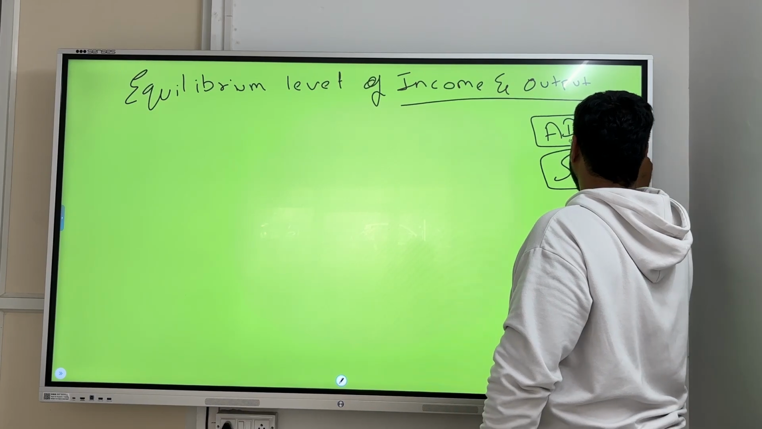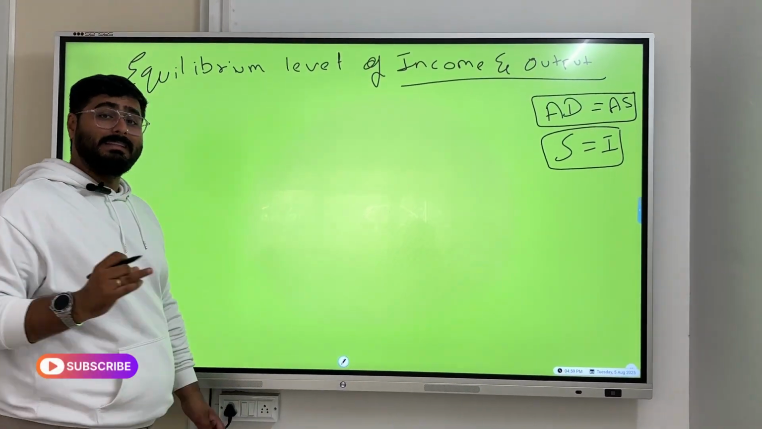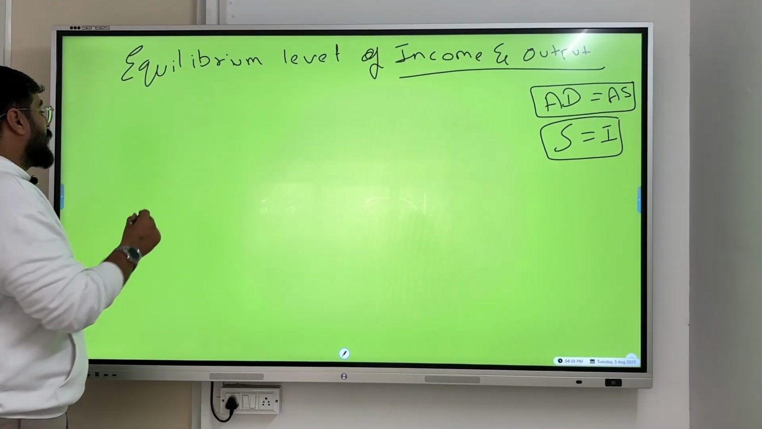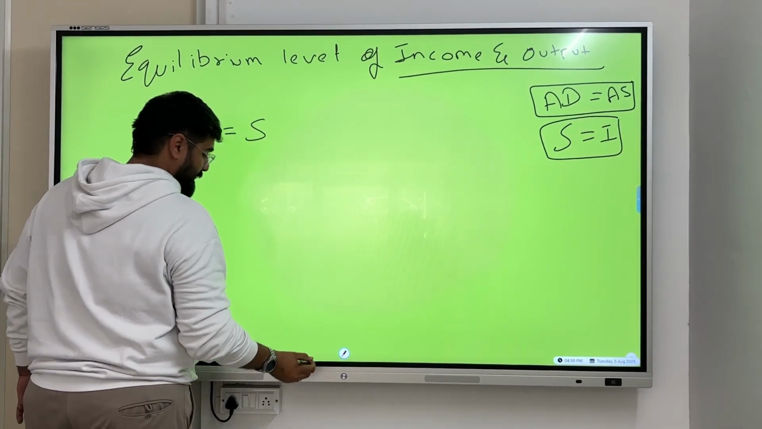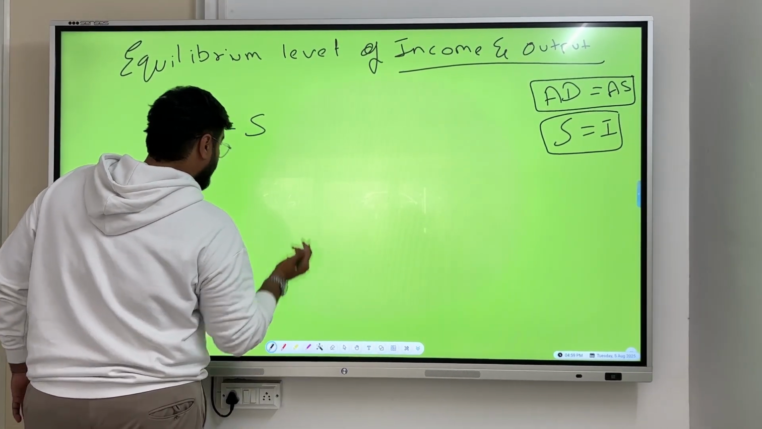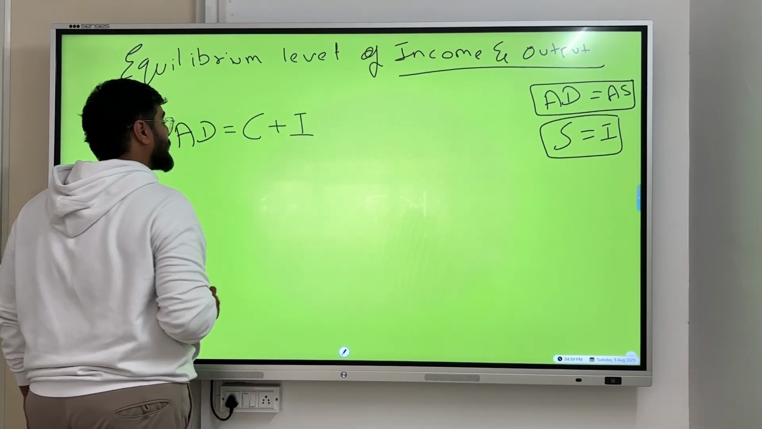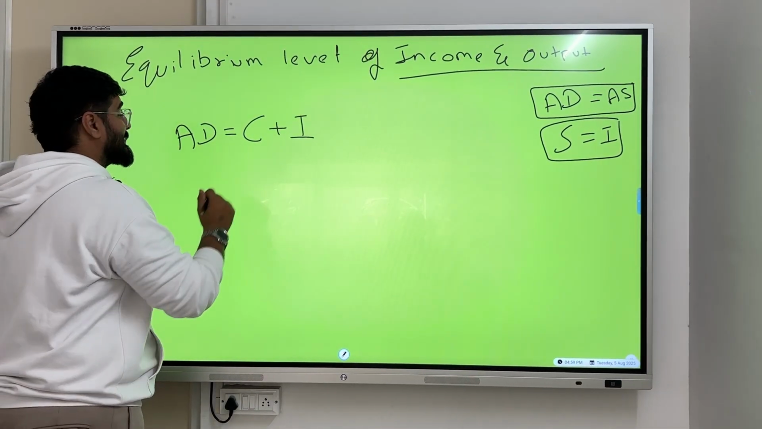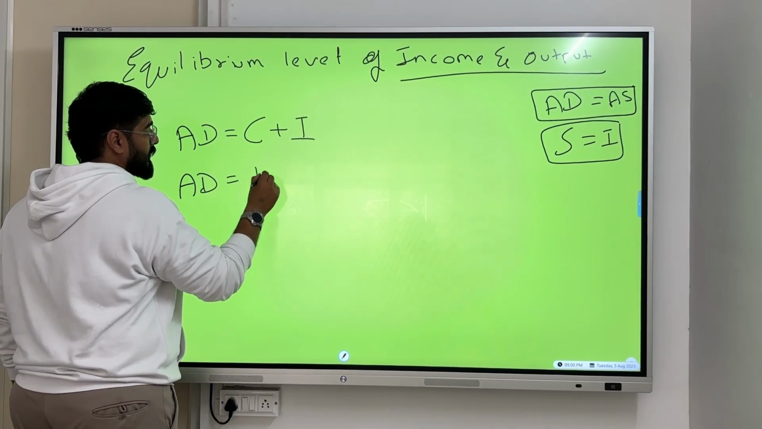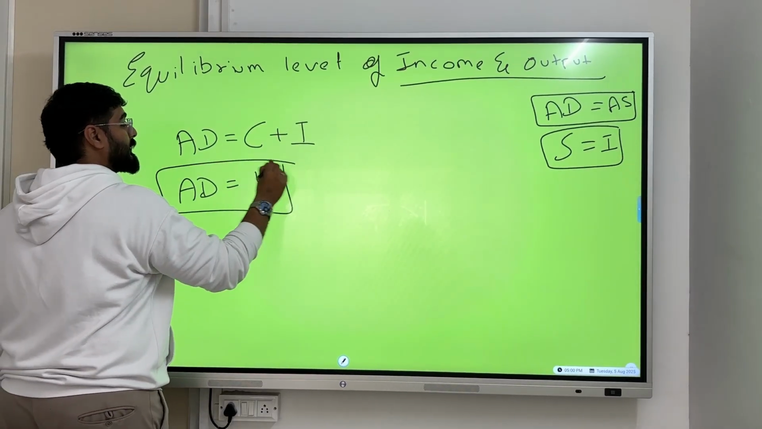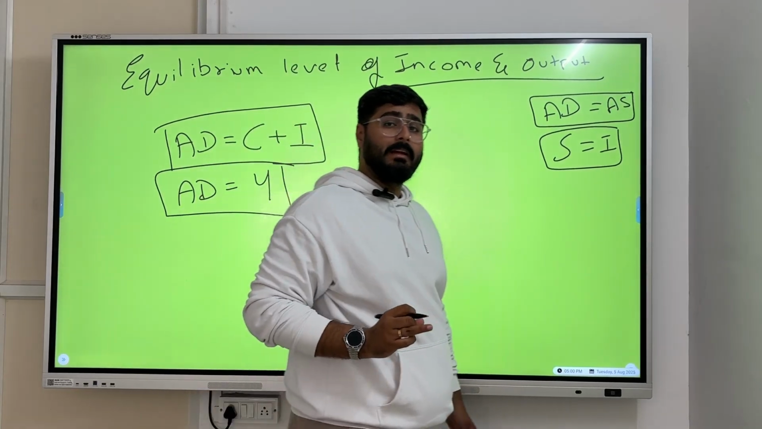So you have two approaches to find the equilibrium level of income. The first is aggregate demand equals aggregate supply. What is aggregate demand? Consumption plus investment. What is aggregate supply? Your income level. Income level is going to be your aggregate supply.